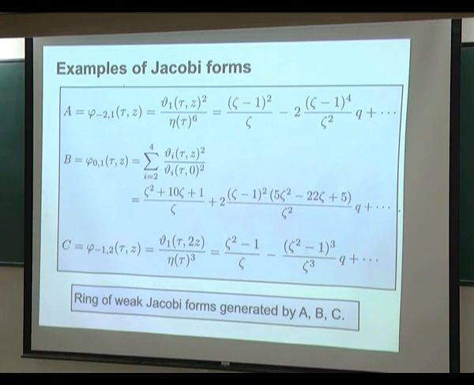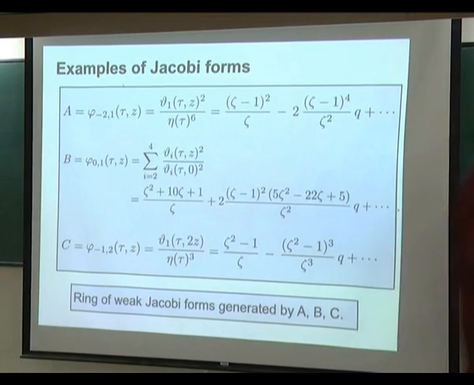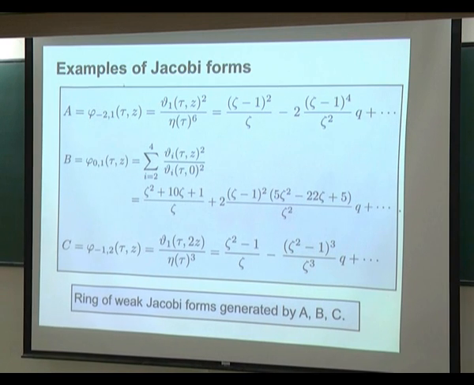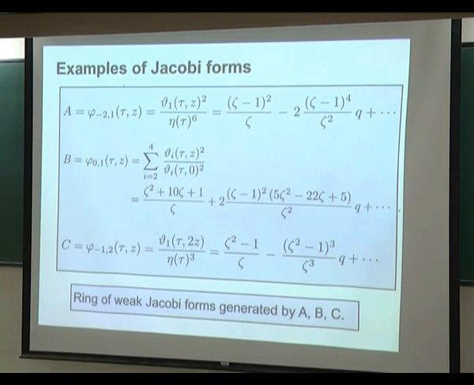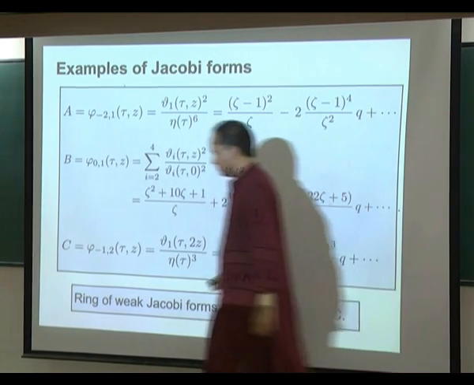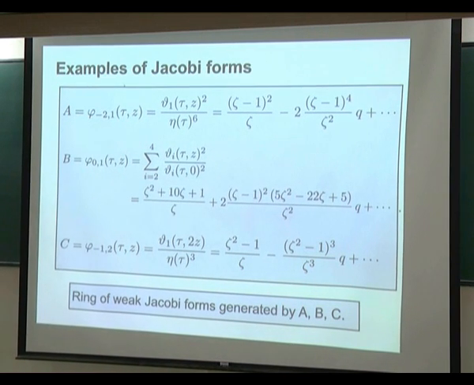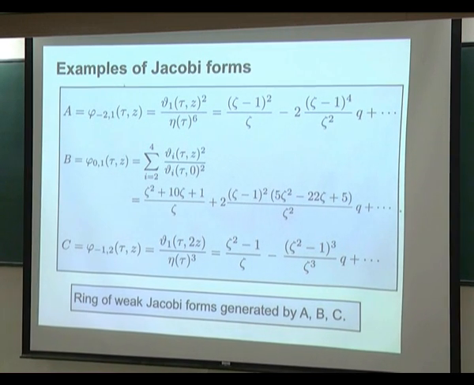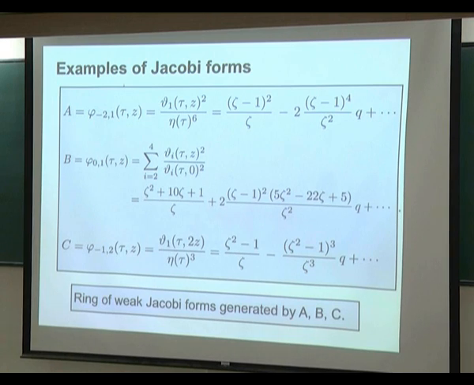Okay, so that concludes my review of classical modular forms. So modular forms and Jacobi forms and some appearances in physics. Okay, so let me pause for questions. Is there any? So any type of questions, either philosophical or technical.